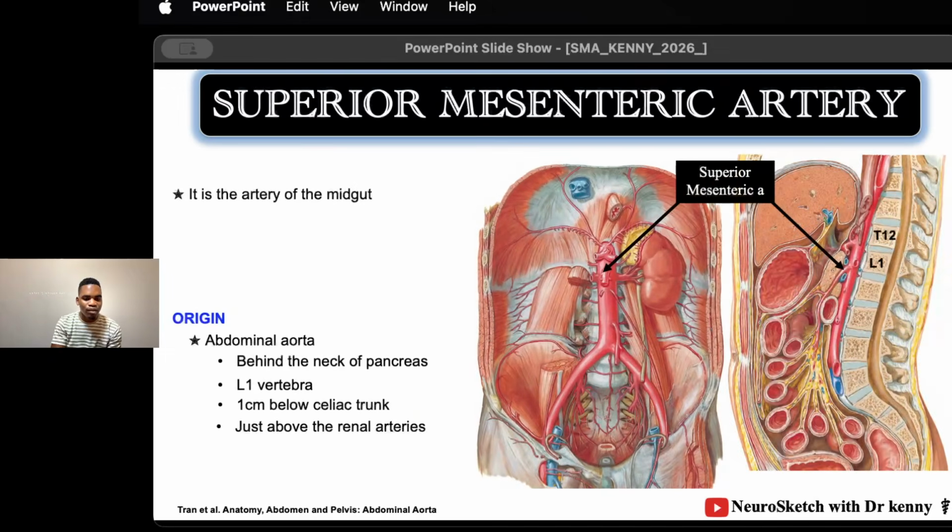One more time, the superior mesenteric artery comes from the abdominal aorta, just behind the neck of the pancreas. At what level? At the lower border of the L1 vertebra, which is almost 1 centimeter below the origin of the celiac trunk, and just immediately above the origin of the renal arteries on either side. This is where the superior mesenteric artery, SMA, originates.